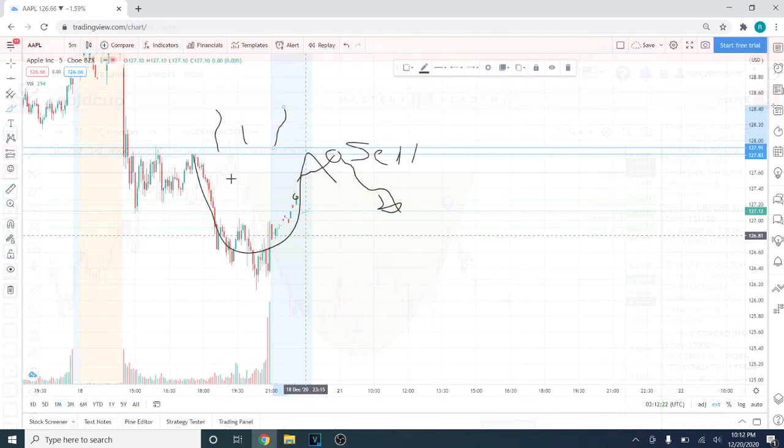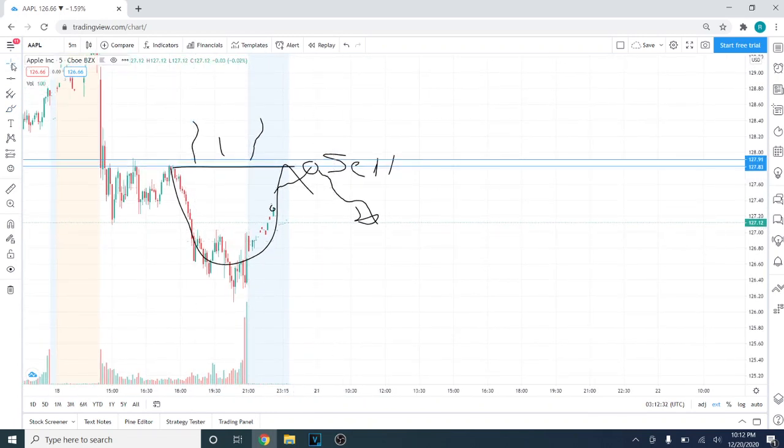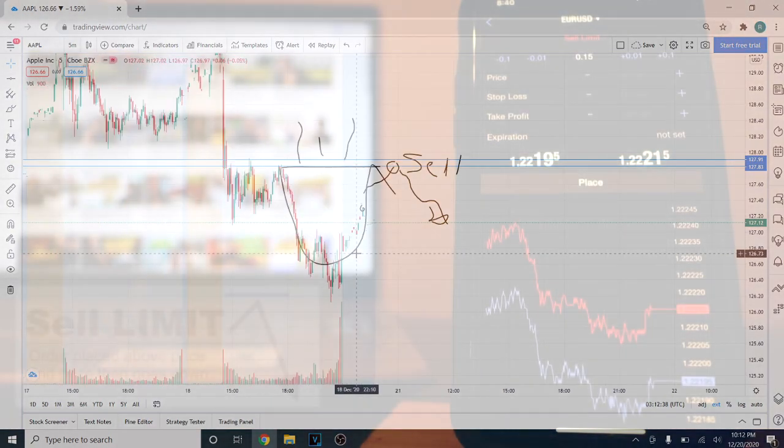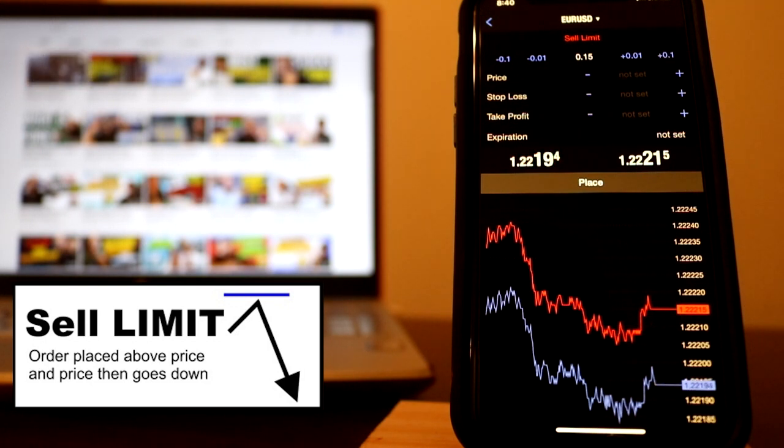If you are familiar with the teacup strategy, you know with teacups we are placing sell limits, right? So we usually place the sell limit above where the markets are at right now in the hopes that the markets are going to swing back up, hit our sell limit, and then drop back down. That's where we're going to place our take profit. Obviously, it's going to be under the sell limit.